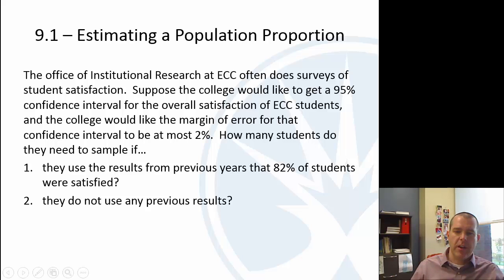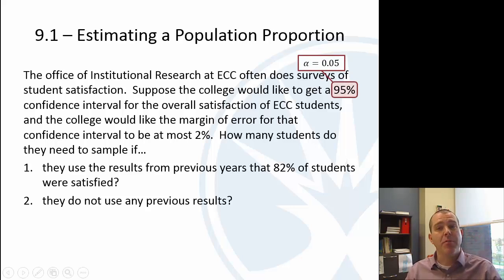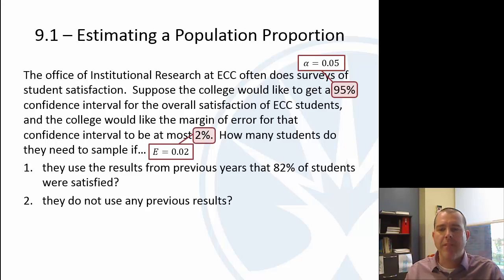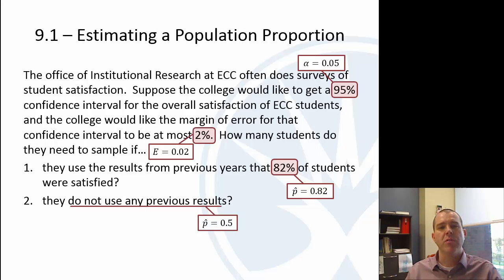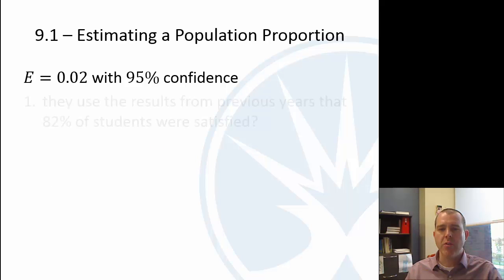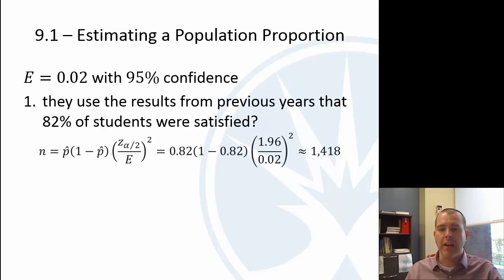All right, so let's get in here. The 95% means our alpha is 0.05. If we want the confidence interval, the error, to be 2%, that's the error then will be 0.02. And one option here would be to use a previous year sample proportion, 0.82, for the p hat. And if we don't use any previous results, we'd say p hat is 0.5. So we're going to use that formula, and so I've got the two different versions here. One would be if we use the previous year's results.